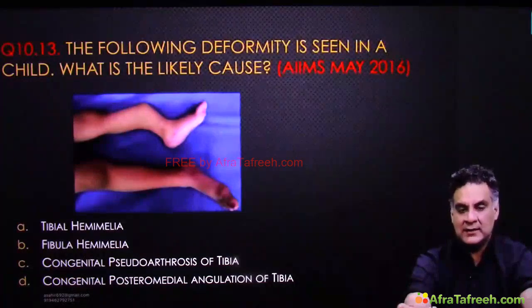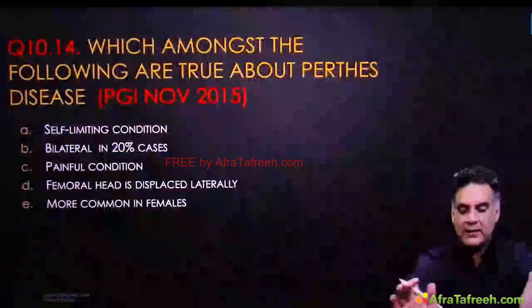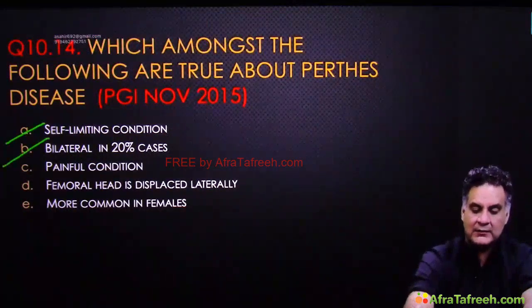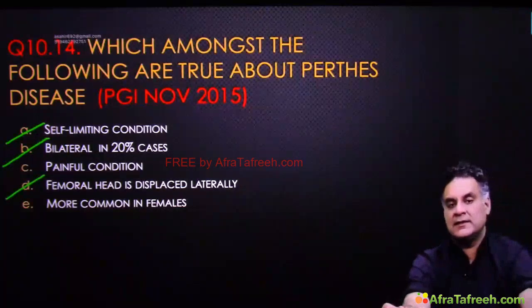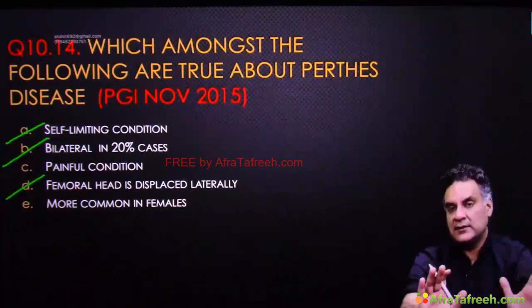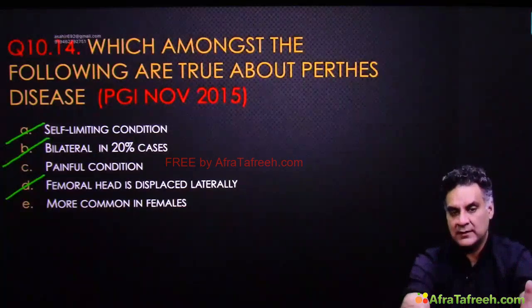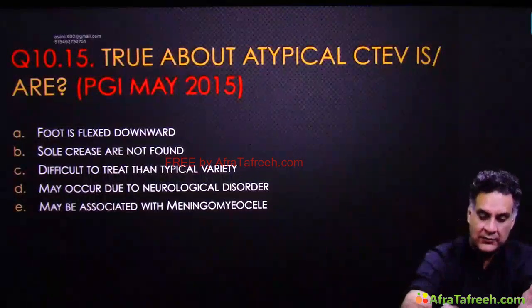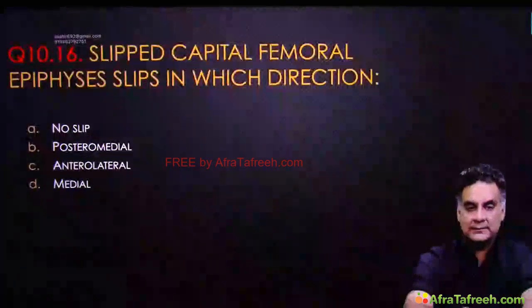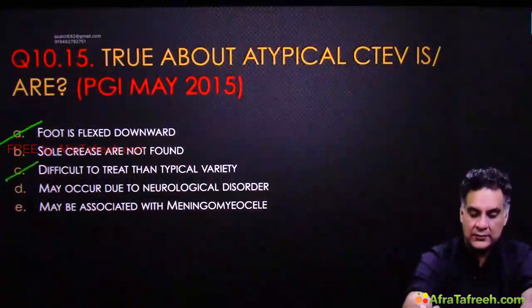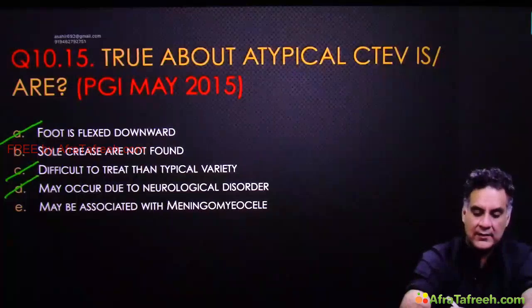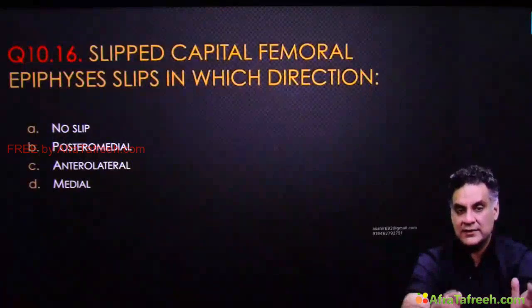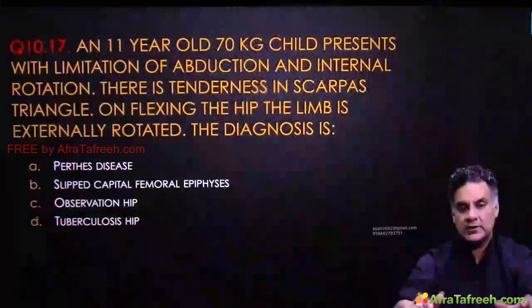The following is seen in congenital pseudoarthrosis of tibia. Which among the following are true about Perthes? Self-limiting, bilateral in 20%, femoral head displaces anterior? It's lateral. It's a painless condition, more common in males. So A, B, D. True about CTEV: foot is flexed downward, true. Sole crease is there. Difficult to treat, true. May occur due to neurological disorder, myelomeningocele. So A, C, D, E is the answer. SCFE slips in which direction? No slip.